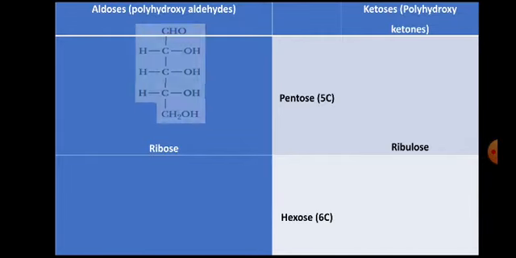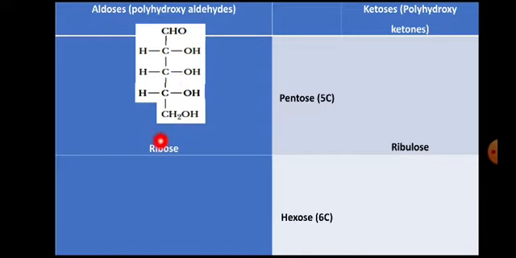Now let us see the structure of ribose. So likewise, while drawing it, as it is 5 carbon, draw 5 carbons, 1, 2, 3, 4 and 5. Then make this group as CH2OH, this group as CHO, and all the rest of the carbons will be surrounded by H and OH. This is the planar structure of ribose.